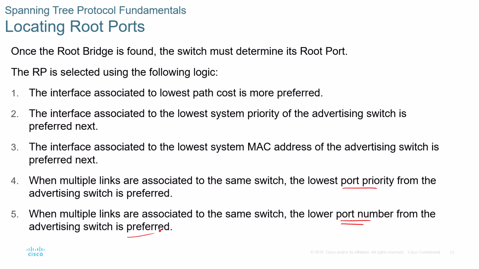Again, there is a structure here. It's not just willy-nilly. So, lowest cost, lowest system priority, lowest MAC, lowest port priority, lowest port number. That's the overall structure. So talking about it doesn't really help as much. We need to be able to see it.